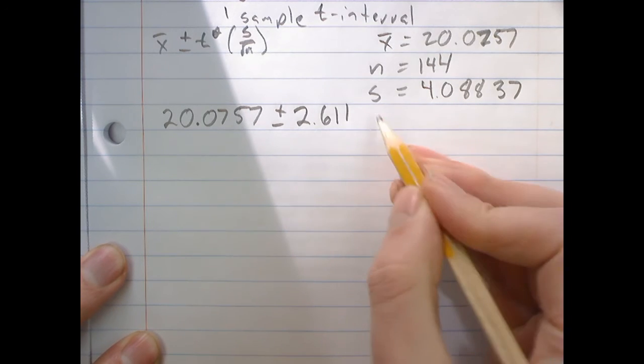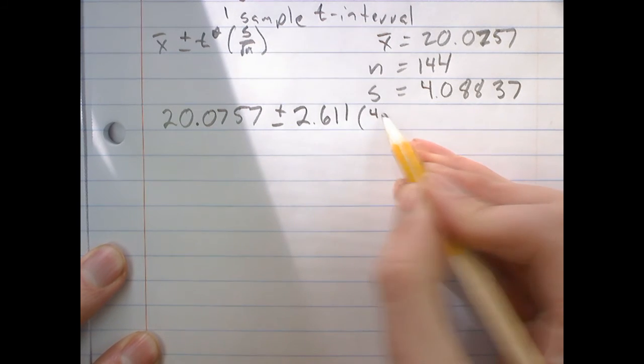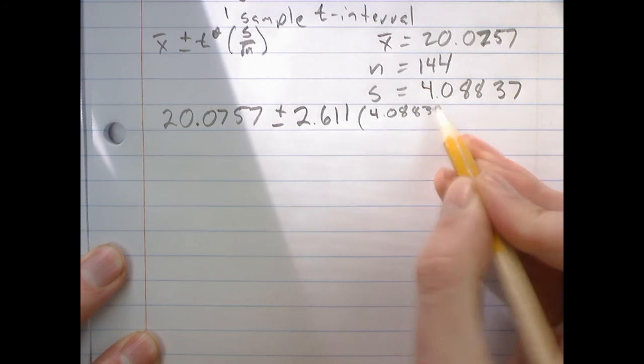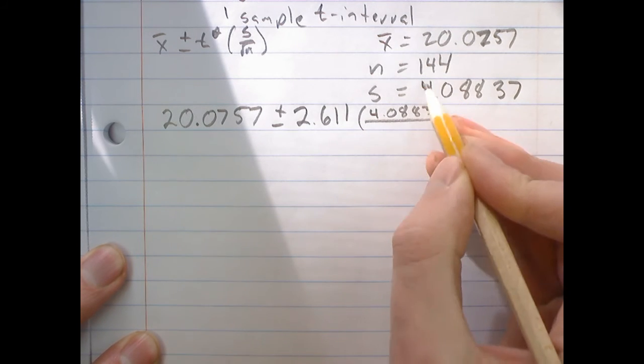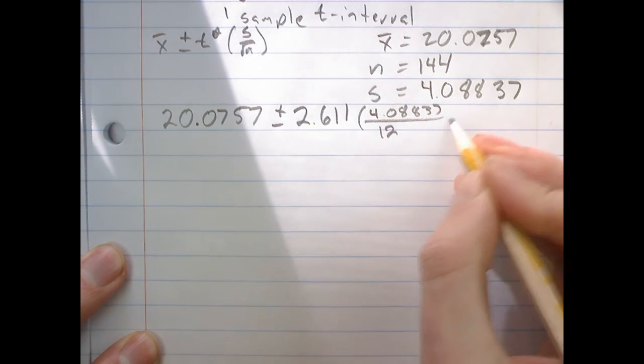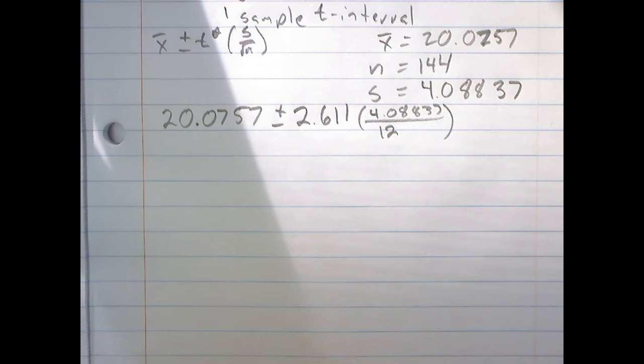s is 4.08837 over square root of sample size. And that's our interval. You can turn that into numbers, whatever. All right. Now let's answer the question. So that's our mechanics, sorry. Now the conclusion.